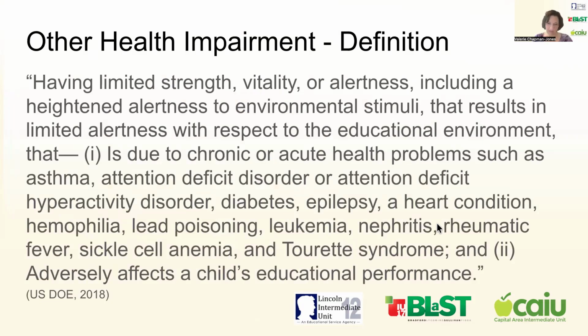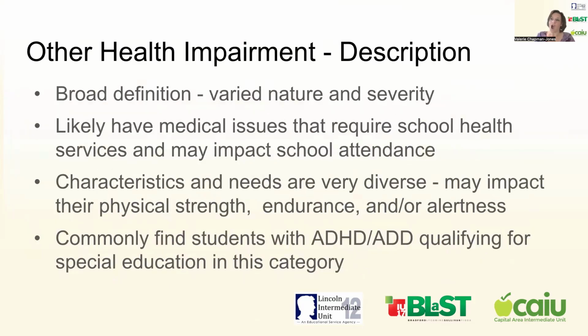Other health impairment. Please pause the recording and review the definition. Other health impairment description is very broad, very varied in nature and severity. They likely have medical issues and may need school health services from a nurse, and they may have some issues with school attendance because of their medical issues that are the reason they're an other health impairment diagnosis.